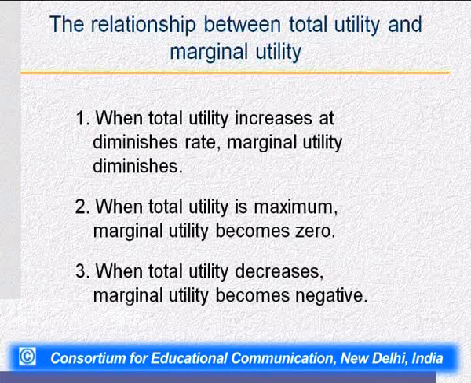Now, what is the relation between total utility and marginal utility? There are 3 points. When total utility increases at a diminishing rate, marginal utility diminishes. When total utility is maximum, marginal utility becomes 0. When total utility decreases, marginal utility becomes negative. These are the 3 relationships between total utility and marginal utility.